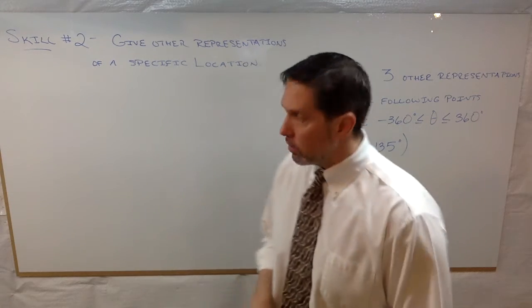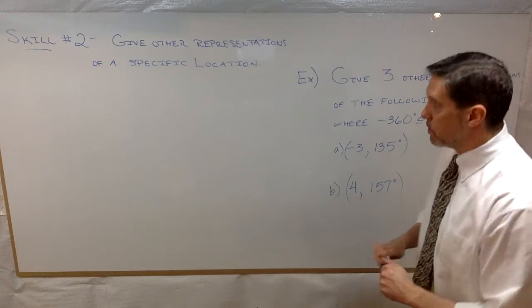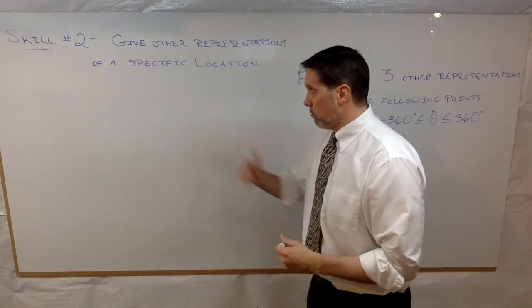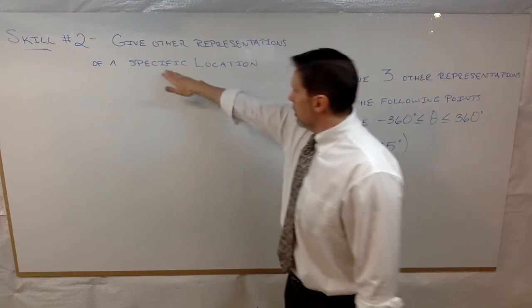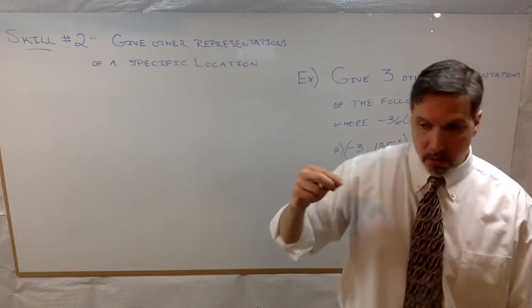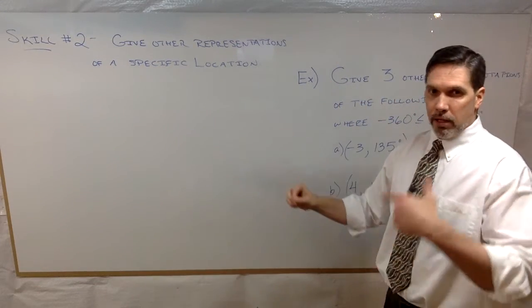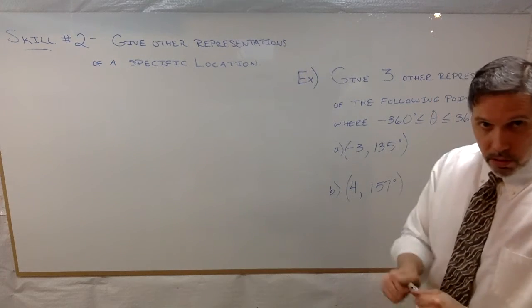Okay, let's take a look at skill 2. The second thing that you're going to be expected to know from this particular section. Skill 1 was you have to be able to plot given points on the polar plane. Skill 2 is give other representations of a specific location. So it's not that I'm going to plot a point, though we could plot a point and I could say give me 3, 4, 5 different representations of that particular point.